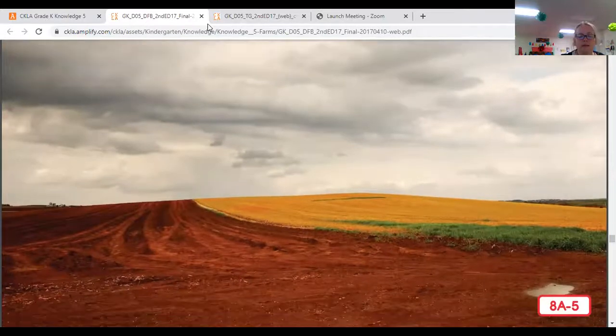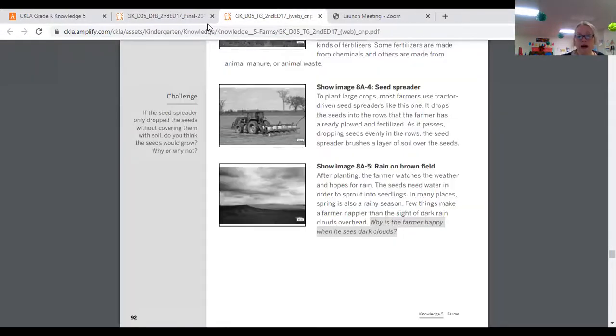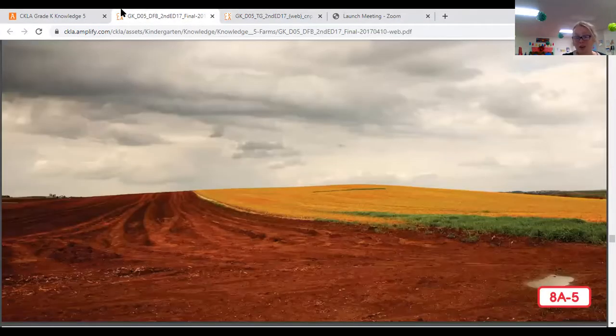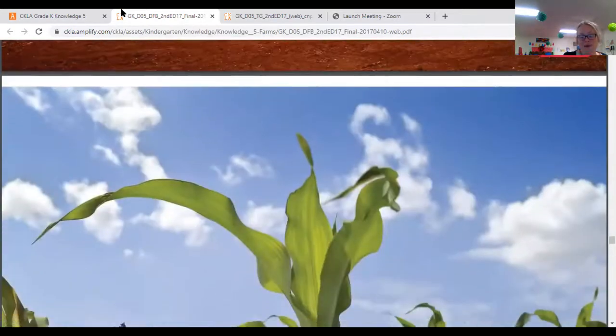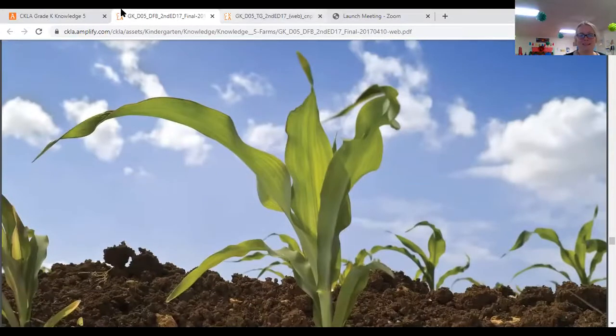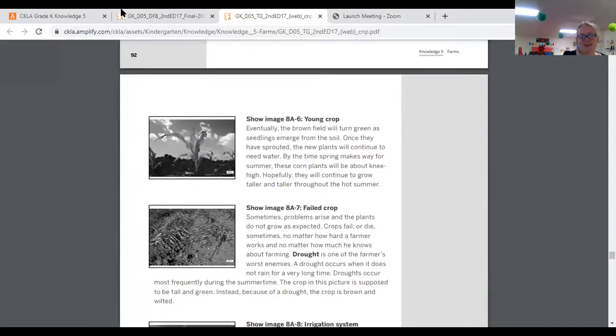8.5 shows us rain on a brown field. After planting, the farmer watches the weather and hopes for rain. The seeds need water in order to sprout into seedlings. In many places, spring is the rainy season. It is around here. Few things make a farmer happier than the sight of dark rain and clouds overhead. Why is the farmer happy to see dark rain and clouds overhead? When we talked about plants, rain, water makes our plants grow. Awesome. All right.